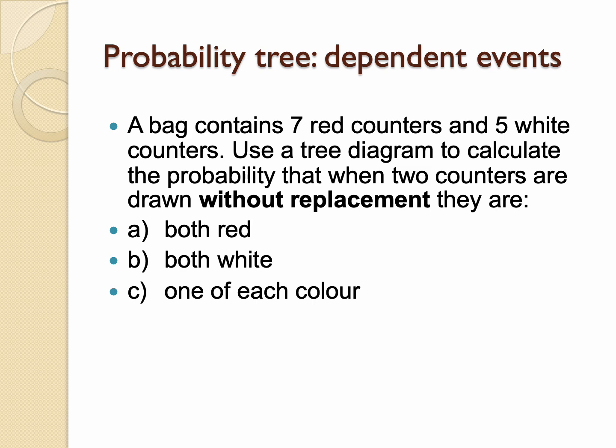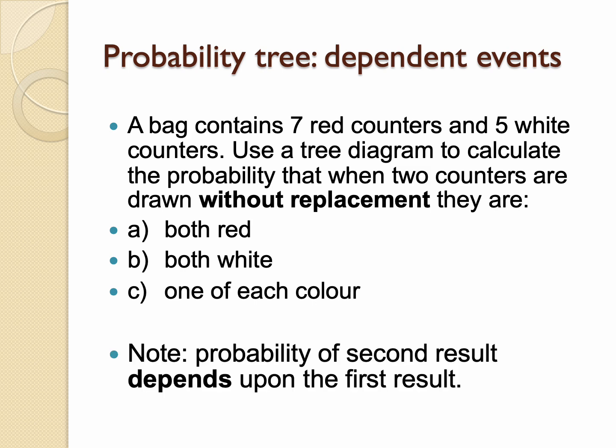Okay, so then here's another example. In this case, we are going to work with dependent events, unlike the last one where there were independent events. So here's a bag that contains 7 red counters and 5 white counters. And the question asks you to use a tree diagram to calculate the probability that when 2 counters are drawn without replacement. Remember, once we draw a counter out, we don't put it back into the bag. Then what is the probability that both turn out to be red, both turn out to be white, or one of each color comes out?